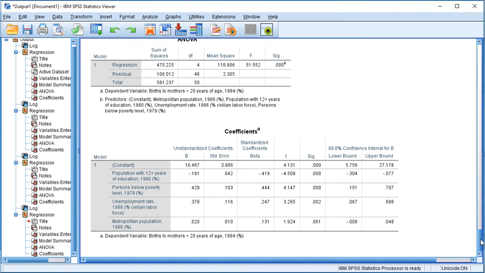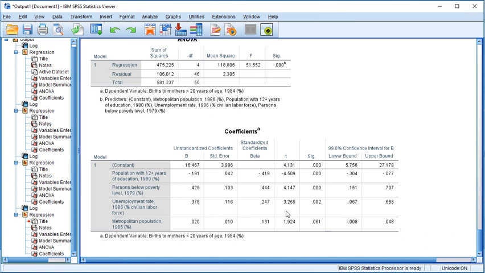0 is not contained in the intervals for the first 3 variables, and we tend not to report the confidence interval for the constant or the intercept. So looking at the first 3 variables, population with 12 plus years education, persons below poverty level, and the unemployment rate, 0 is not contained in any of those intervals. So in that case, the relationship between those 3 variables and the dependent variable would all be statistically significant at the 99% confidence level, but 0 is contained within the confidence interval at the 99% level for metropolitan population, so that would not be statistically different from 0.